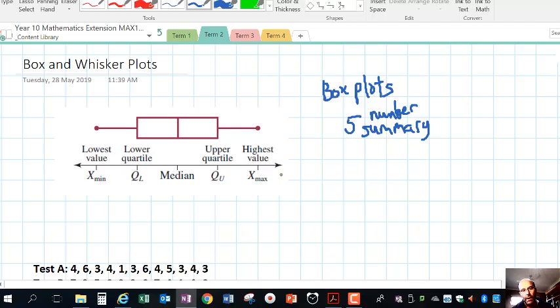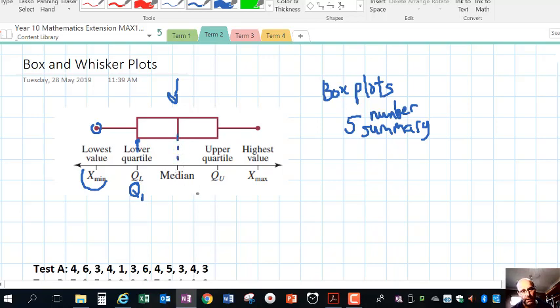So you can see the 5-number summary on this one here. This is an example of a box plot, and the lowest value, x min, corresponds to that point there. The lower quartile, sometimes also called Q1, is in line with that part there. The median is in line with that line there.